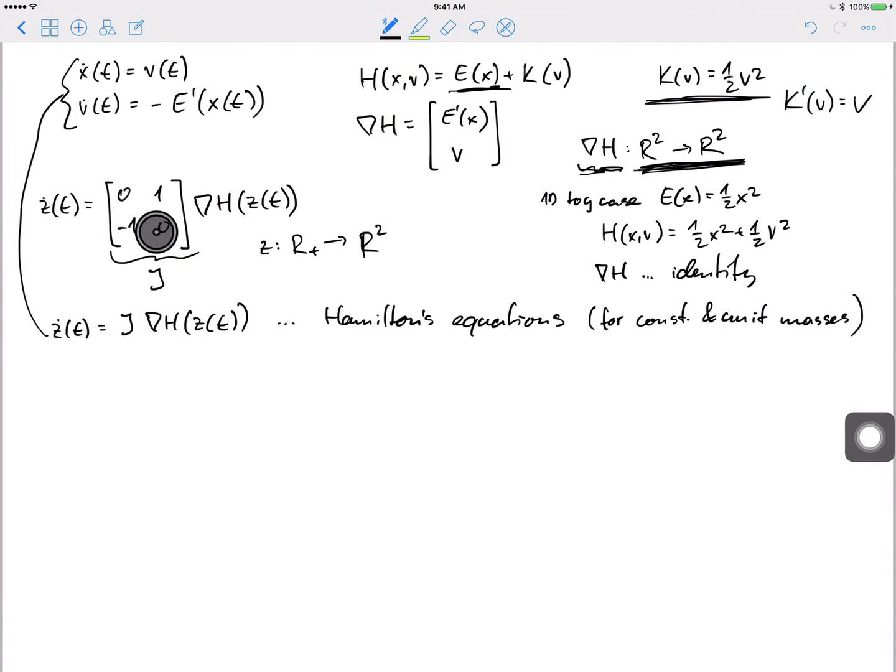If I just work out the matrix multiplication with this special kind of matrix, the J matrix, then in the first row I get just v, which is a function of time, so I recover exactly the first equation. In the second I have this E prime, that's what the gradient gives me, times -1, so I recover exactly the second equation. So these things are trivially equivalent, okay? So this J is exactly our A matrix from the toy case.